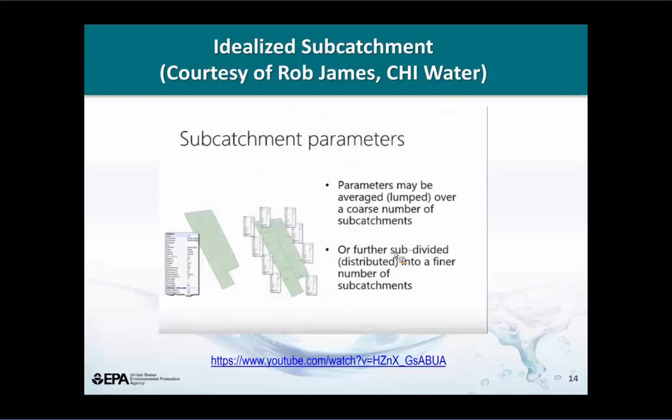If you have one big one, you gain a lot of computational time. If you have a bunch of small ones, you can end up having a better representation of the physical reality of your fluid mechanics, but you end up having a more complex system. There's a very nice YouTube video that is produced by CHI Water that I recommend you take a look at for some more on this issue.